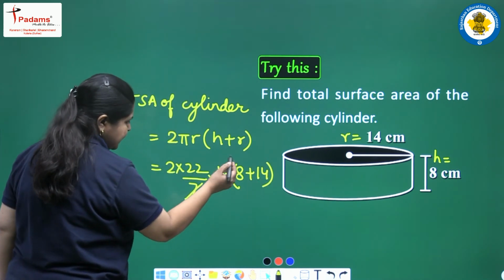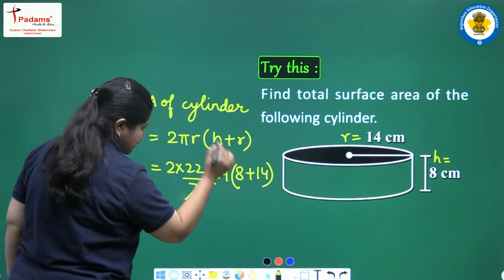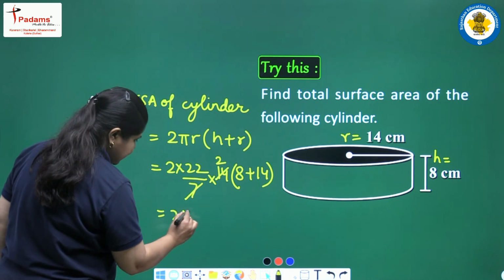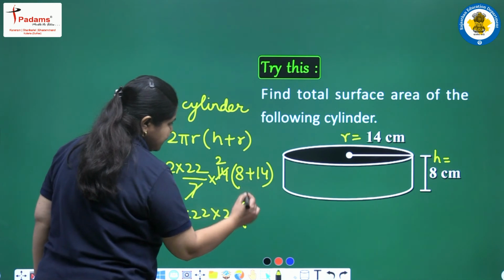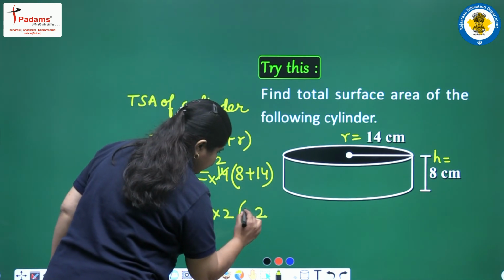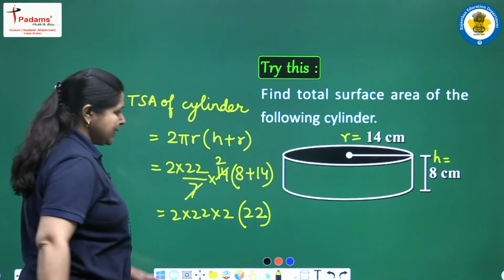Cancel this 14 by 7. It will go 2 times. So we have 2 into 22 into 2. Here we have 14 plus 8. 8 and 4, 12, and 1, it will be 22.